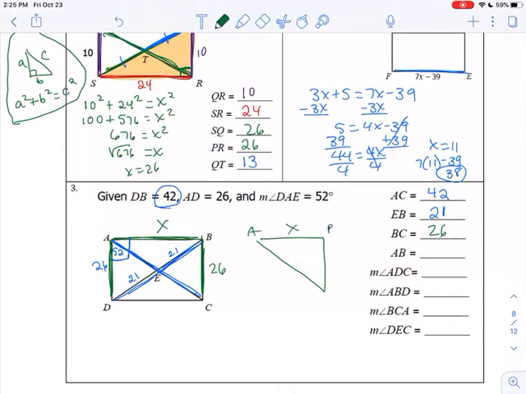And AB I don't have. AB is this side right here. So what I'm going to do is, this is basically what I have. I'm just going to pull this out. AB, I don't know. BC is 26, and I know that AC is 42 because I already did that. So once again, I have a right triangle. I'm going to use the Pythagorean theorem. X squared plus 26 squared equals 42 squared.